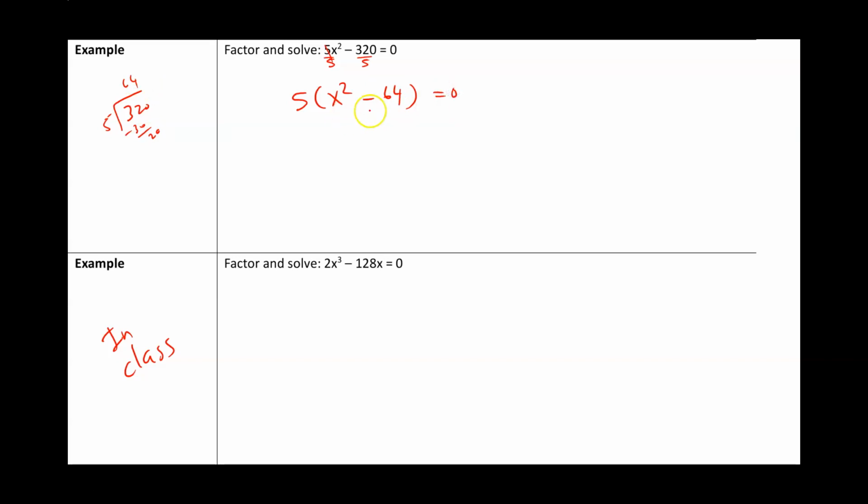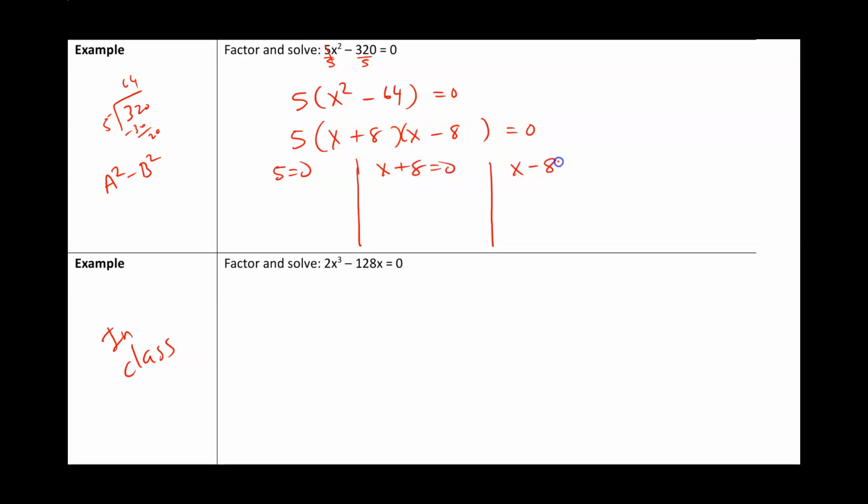Now notice that x squared minus 64, this is a difference of squares, a squared minus b squared. So I'm going to split up the x squared as x times x, and I'm going to split the negative 64 as a positive 8 and a negative 8, and that equals 0. Now, just like before, we have 3 different terms, so we set them all equal to 0. We set 5 equal to 0, that's an outside term. We set x plus 8 equal to 0, that's our first factored term. And then I set x minus 8 equal to 0, that's our second factored term.